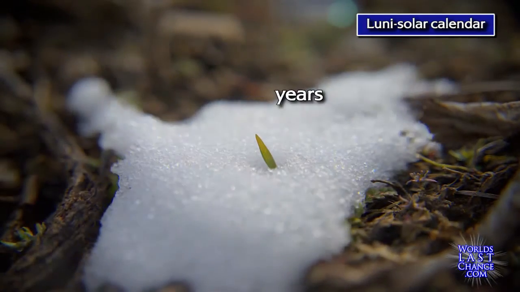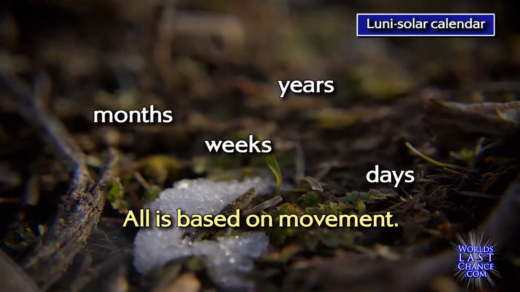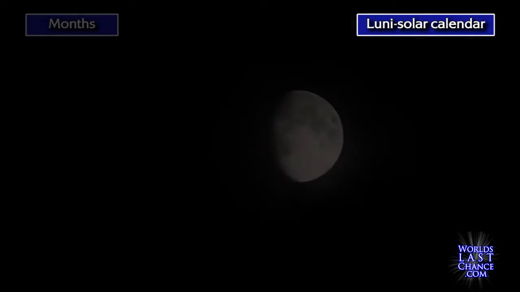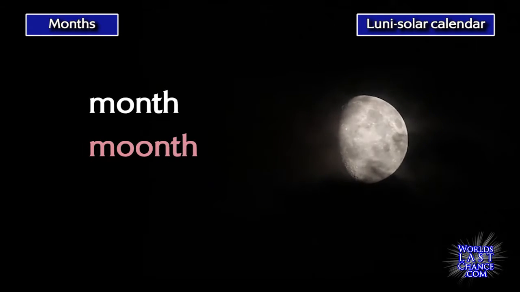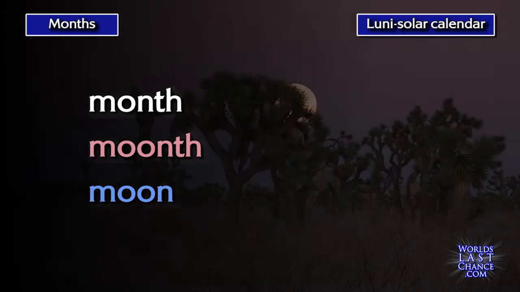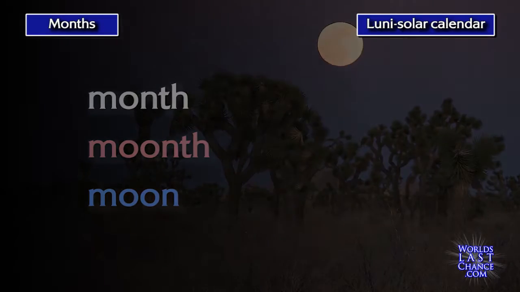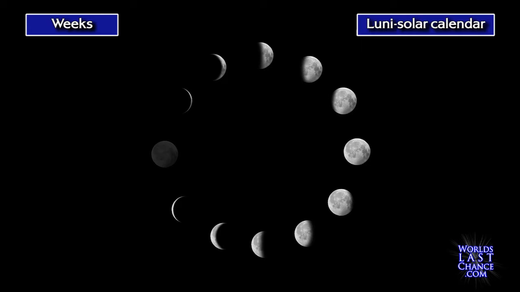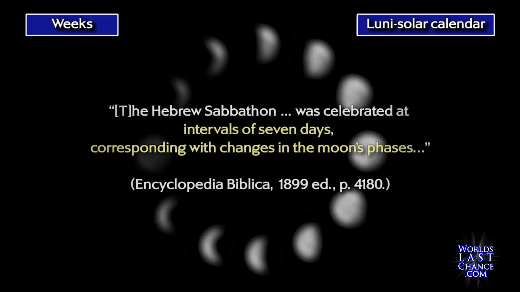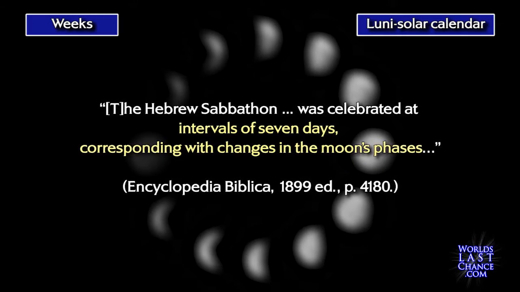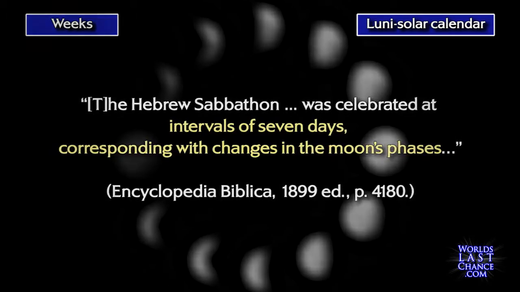From its years to its months, from its weeks to its days, all is based on movement. The word month was originally moonth. It comes from the word moon. In ancient times, months were always based on the movement of the moon. Weeks, in turn, were divisions of the month, or lunation. The Hebrew Sabbaton was celebrated at intervals of 7 days, corresponding with changes in the moon's phases.